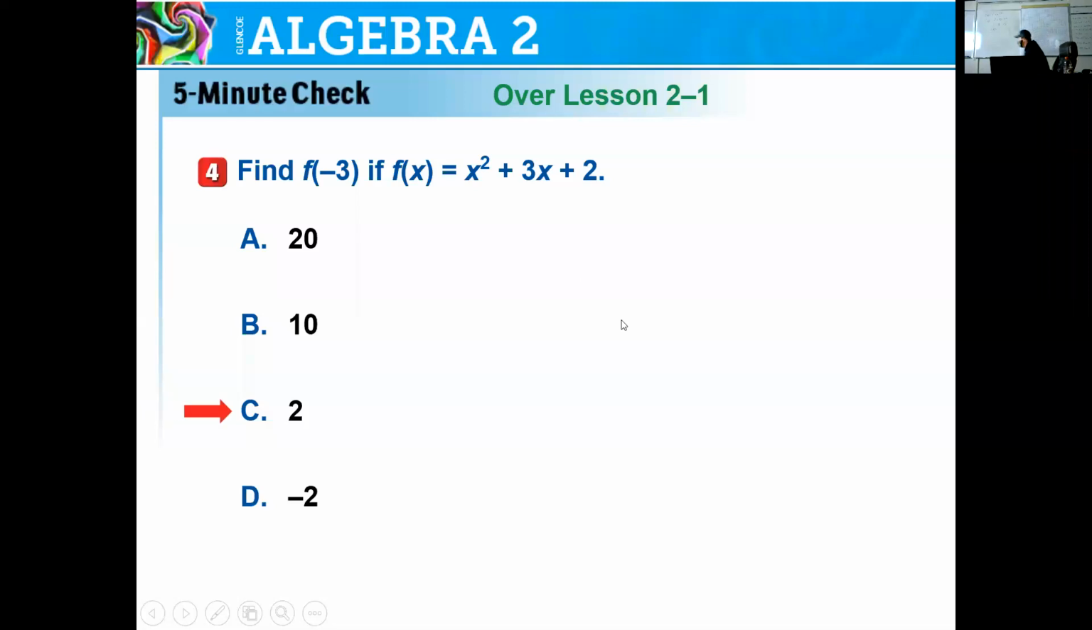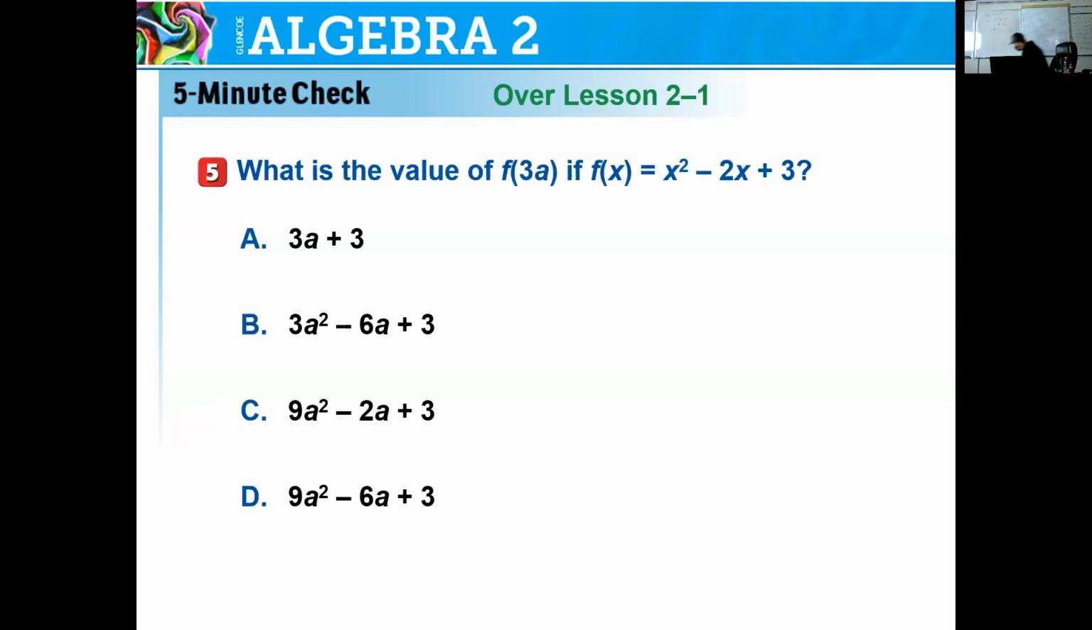Okay, looking at our final check, says what is the value of f of 3a if f of x is equal to x squared minus 2x plus 3. It's minus 2x. Change that. Be nice if they just use the same equation. We want to find f of 3a.